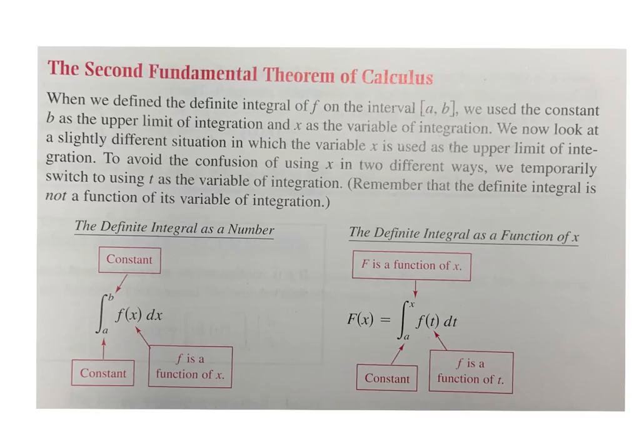So if you look at the top of page 281, when we define the definite integral of f on the interval a, b, we use the constant b as an upper limit, and x is the variable of integration. So now they're going to look at a little bit different situation where the variable x is an upper limit, or some function of x is an upper limit. It actually doesn't even have to be x itself.